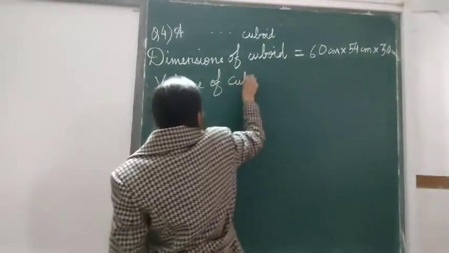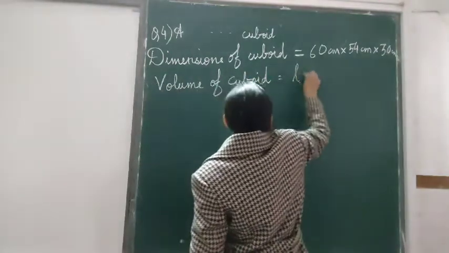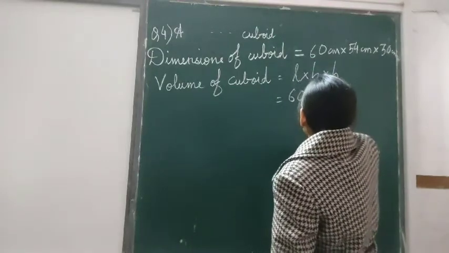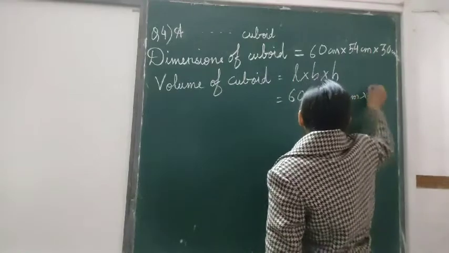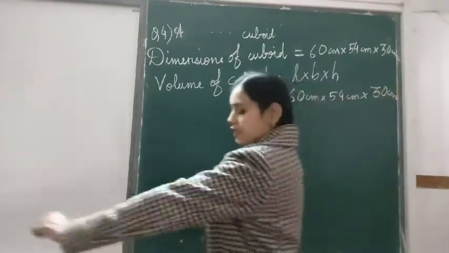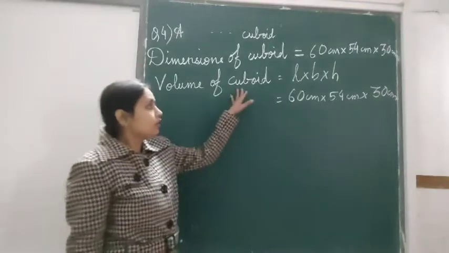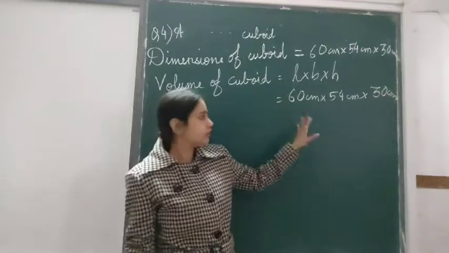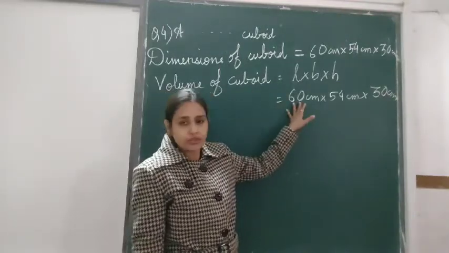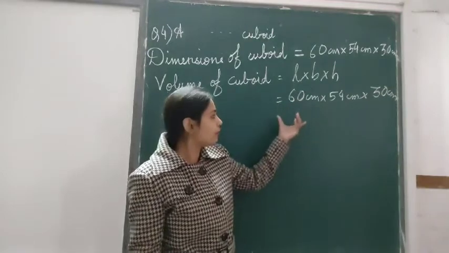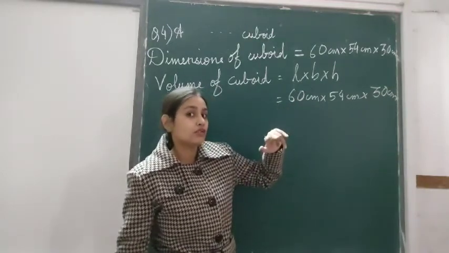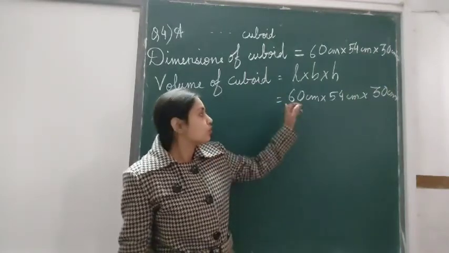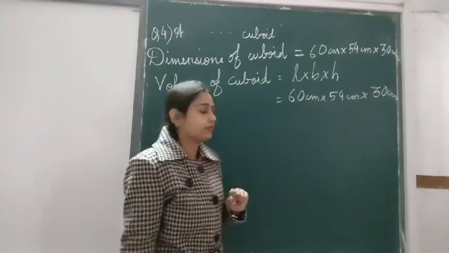Volume of cuboid, that is length into breadth into height. So 60 centimeter into 54 centimeter into 30 centimeter. This is all about the cuboid. Now children, if you want to multiply and write the bigger product, most welcome. If you don't want to, you can leave it here only. Why? Because we don't have to find the complete volume. We have to actually do the repeated subtraction, that is division. And for division, we are going to cancel. So, cancelling will become easy for us.